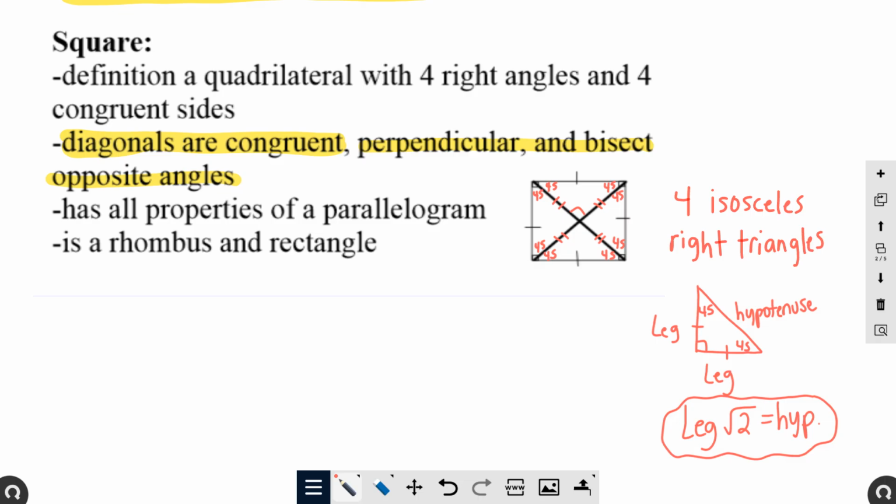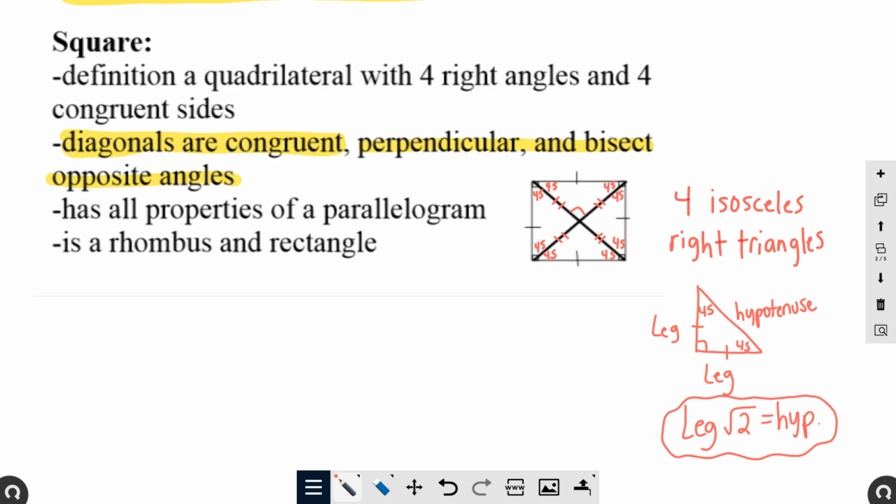I think we had a little rap. Well, that was the 30, 60, 90. It said short leg times the square root of 3 is the long leg. Yeah, so that was 30, 60, 90. But we did a little rap with this one. We found one online. I can't remember. It was bad, though. I will try to make up a song.